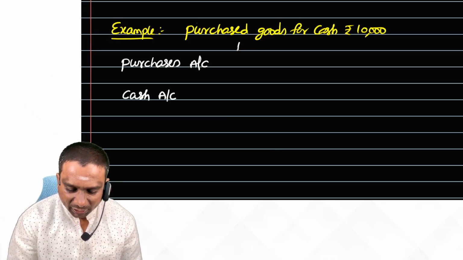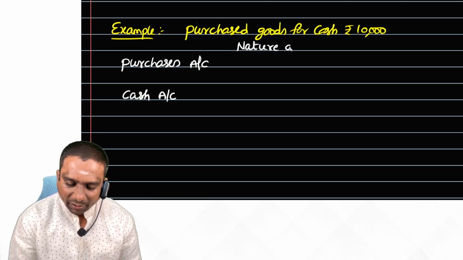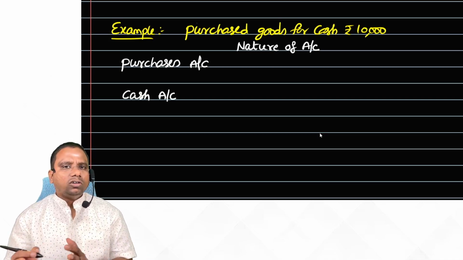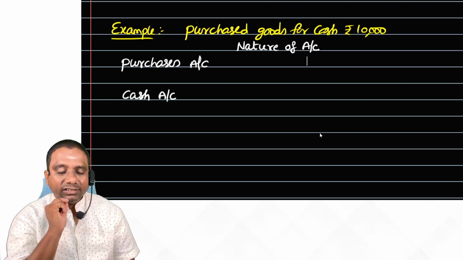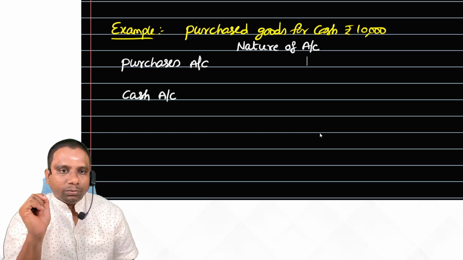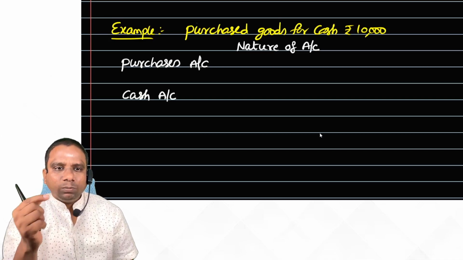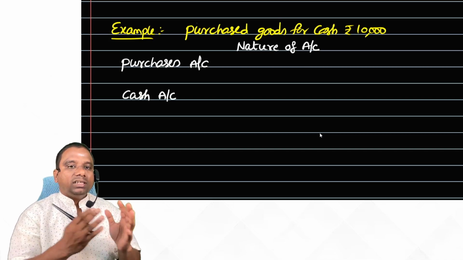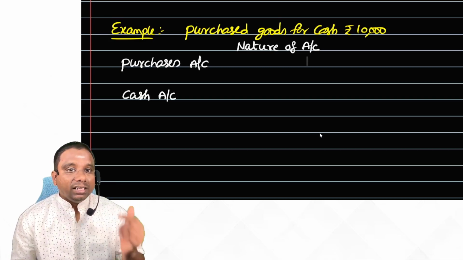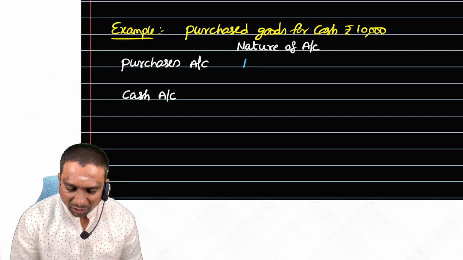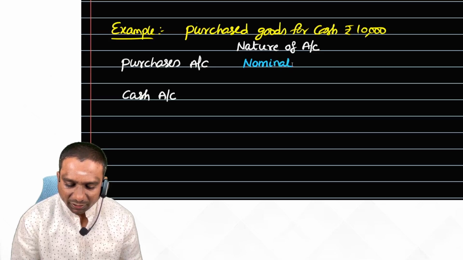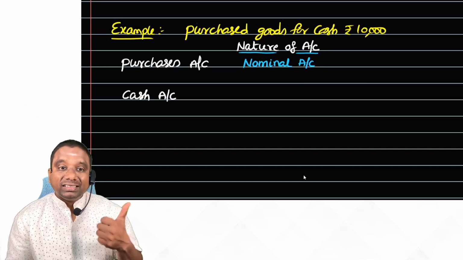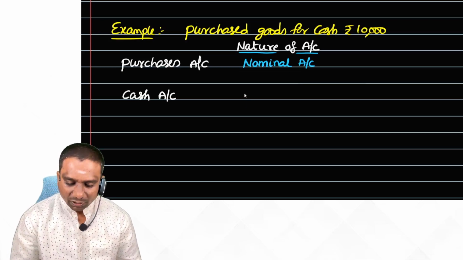Next step is identifying the nature of the account, meaning whether it is a personal account, real account, or nominal account. Now tell me, purchases means goods purchased. For what purpose are these goods purchased? For resale purpose. So this purchase of goods becomes an expense for us. All expenses come under which category of account? That is nominal account. Yes or no, students? Nominal account. Next, cash means asset. Cash is an asset. Asset comes under which category of account? Real account.